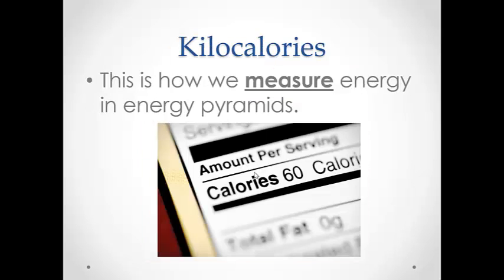Kilocalories is how we measure energy in energy pyramids. As you see here, calories are something you will see often on the back of a nutrition label. For example, if I pick up a bag of Cheetos, I might see that there are 180 calories in a bag of Cheetos. Well, very similarly, kilocalories is the amount of energy in an energy pyramid. It's how we measure it.